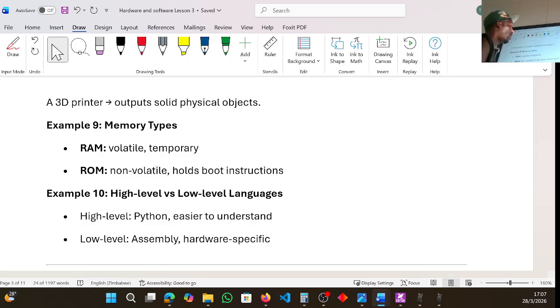That's output. So memory types, we have RAM and ROM. RAM is memory that we lose after power is lost, so we call it volatile. And ROM is read-only memory, so it's not erasable.